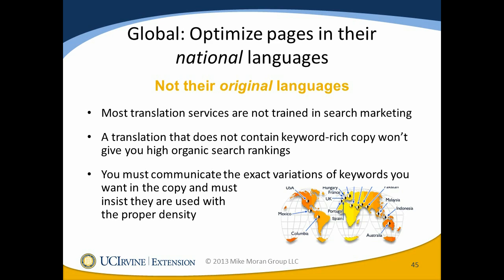So you have to make sure they know the exact variations of the words that you want in the copy, and you have to insist that they're using those words in the right density, as we talked about before, and that they're also using related words. All the things we talked about earlier that made for an optimized English page, you have to repeat all those steps for French, because otherwise you're going to get a correctly translated English page. You will not get one that gives you the correct results in search, because it won't have been search optimized.